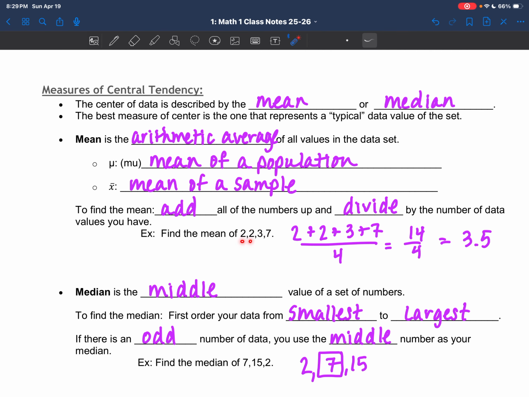And we have 1, 2, 3, 4. So since we have 4 options, that's why we divided by 4. And the mean would be 3.5.